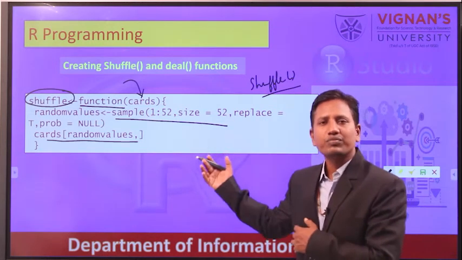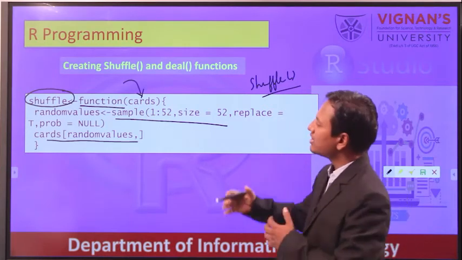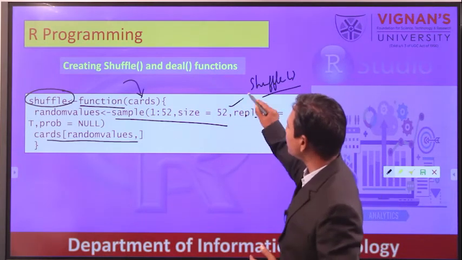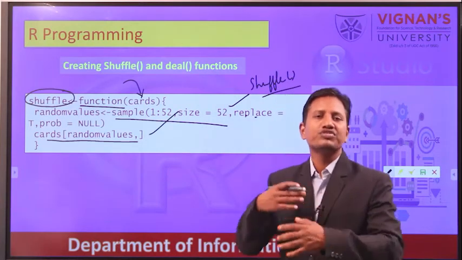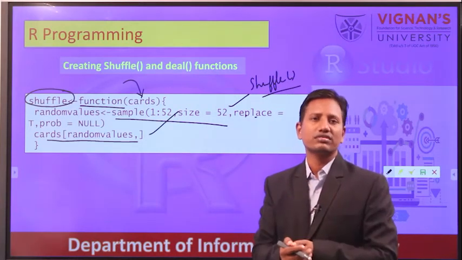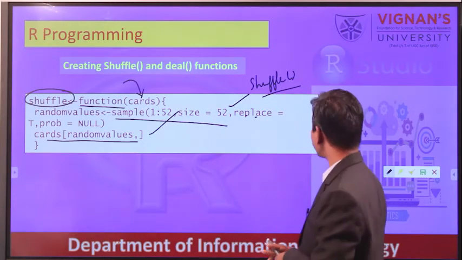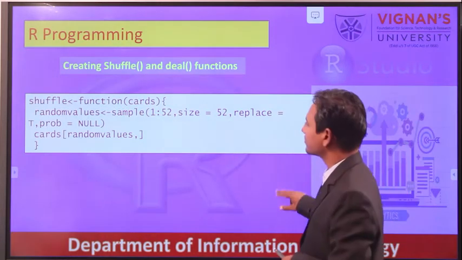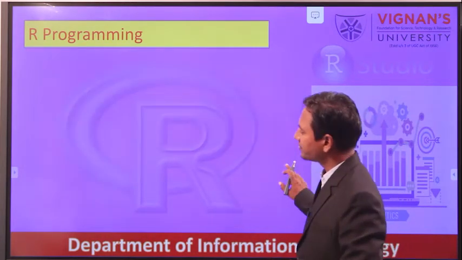And every time when we call this shuffle function, this function is going to execute these two statements, and every time we are going to get a shuffled deck of cards, shuffled values. So this is how we are going to call the function.